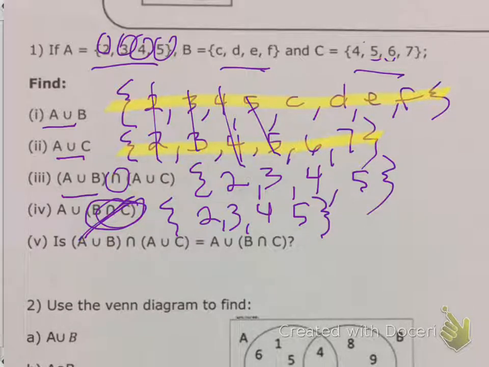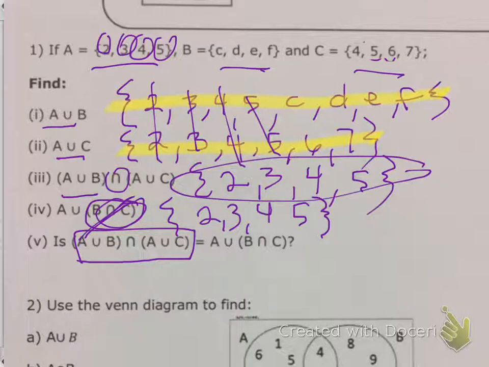Okay. So the question is then, is A union B intersect A union C, which was this one right here, the same as A union B intersect C? And the answer is 2, 3, 4, 5. The answer is yes, they are the same.